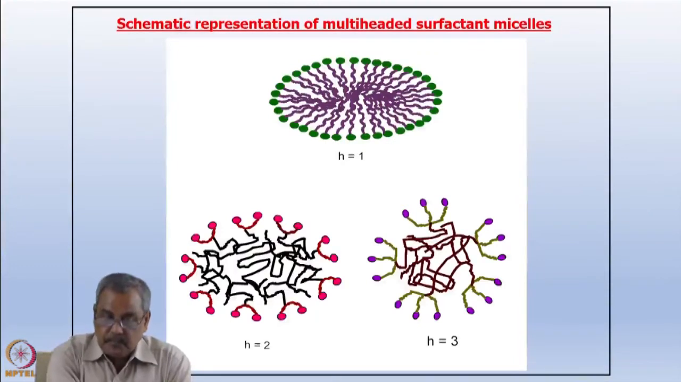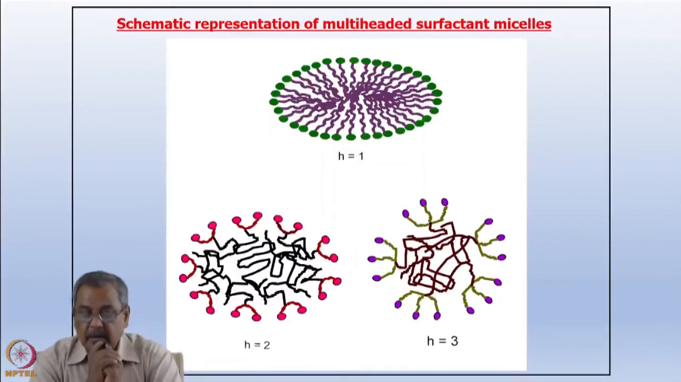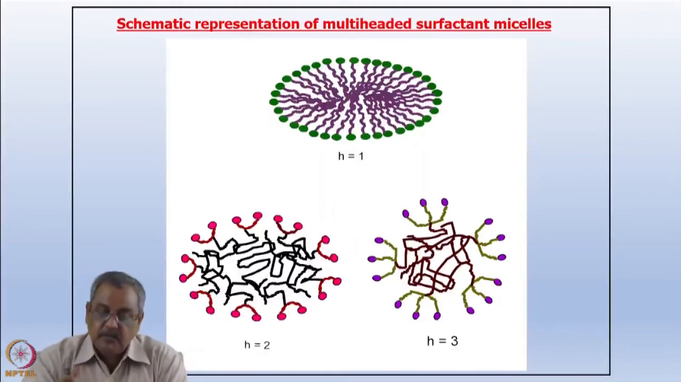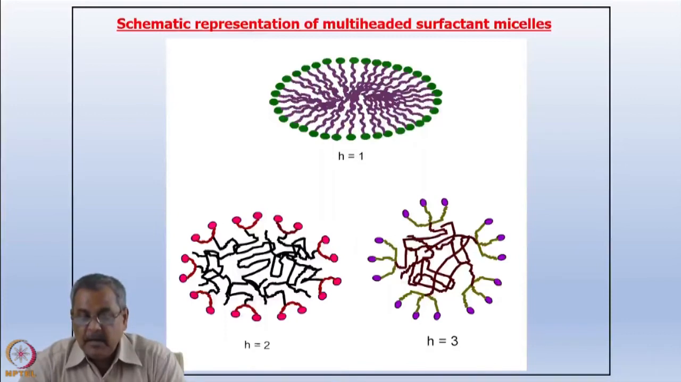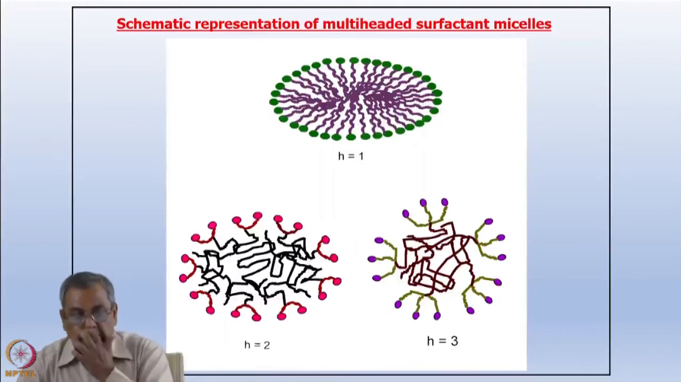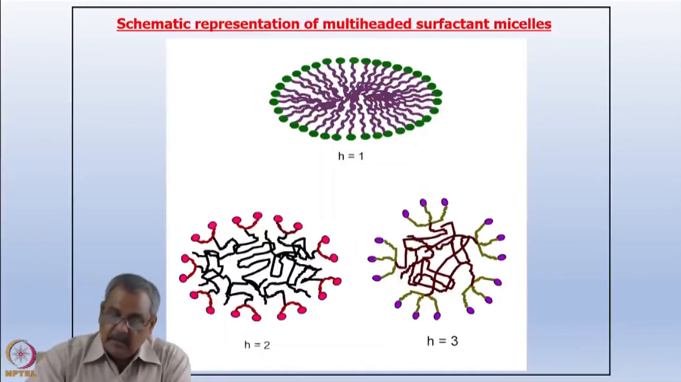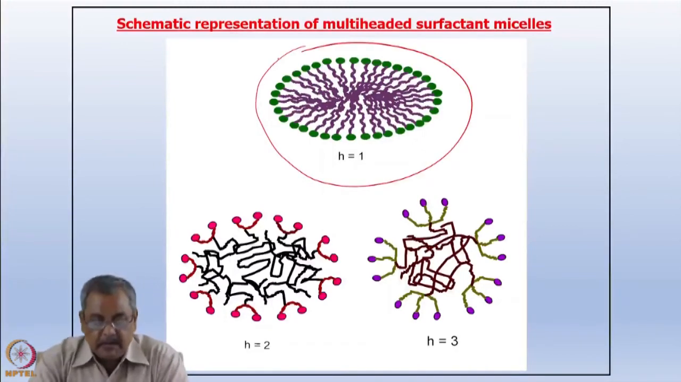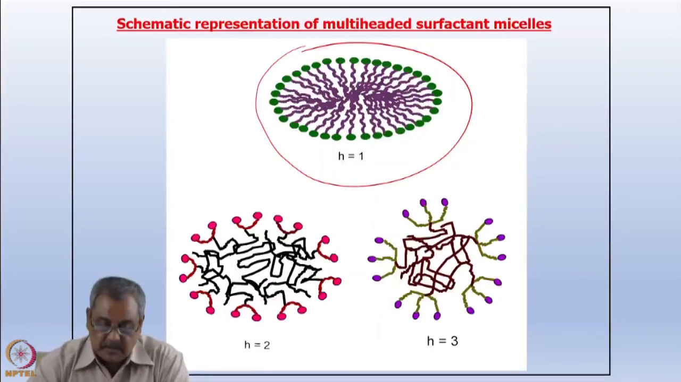So this is a schematic of the structure that it might form. Of course, it is shown in two dimensions. In reality, it will be in three dimensions. So when you have h equal to 1, the tails are stretched, and depending on the tail length, approximately twice the tail length, you have got a circular structure. Actually, in the case of three dimensions it will be a spherical structure.